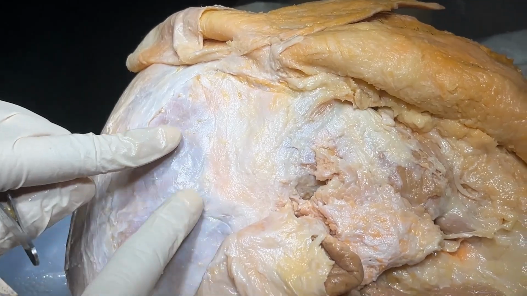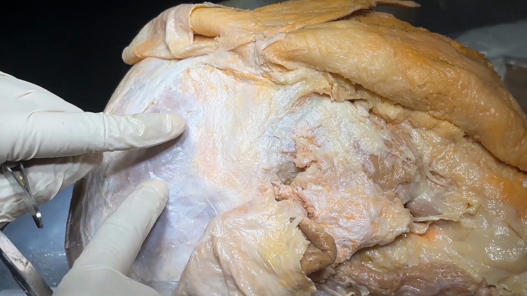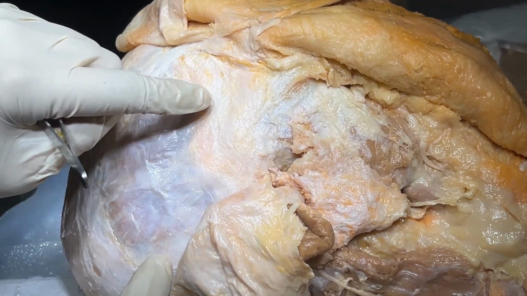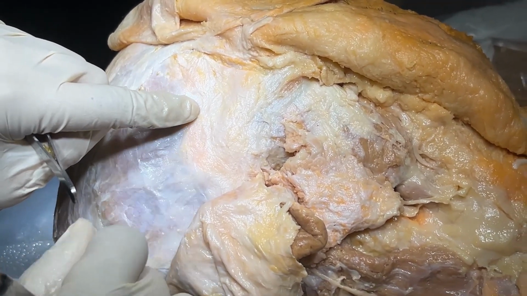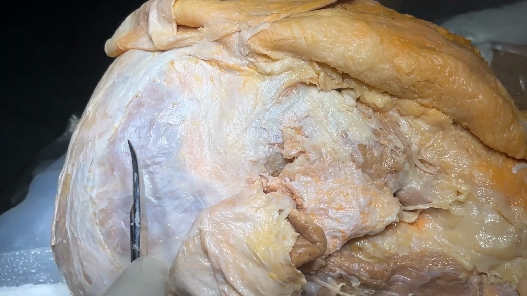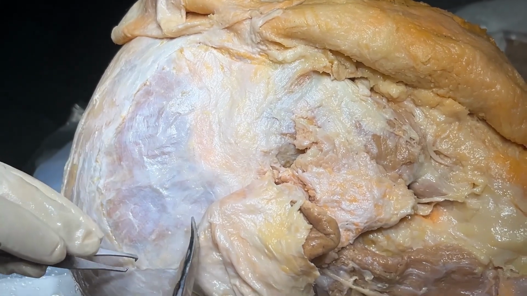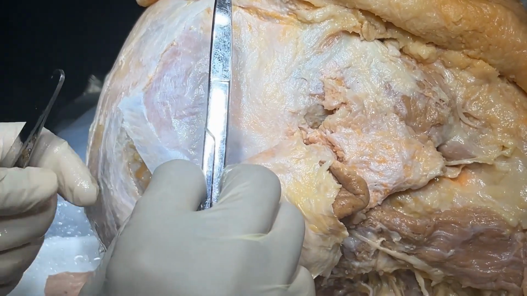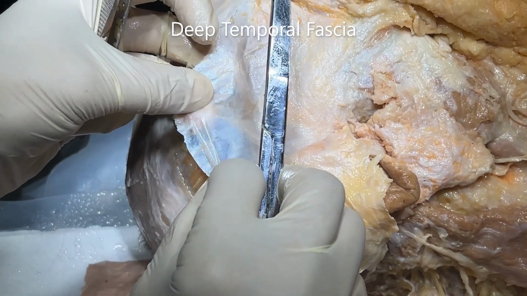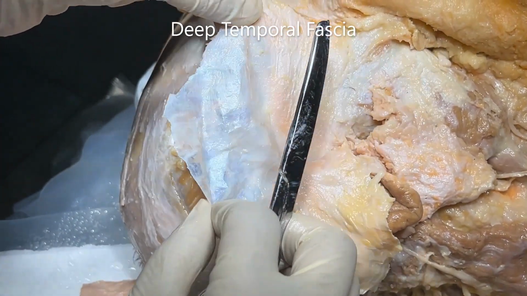What exactly is the problem? The problem is he has got a rupture of the middle meningeal artery from a fracture of the Pterion, and that has produced what is known as an extradural hematoma. So let's take a look at the temporal region and understand exactly what has happened and how we should deal with it. This structure which we have cut open, this is the deep temporal fascia or the temporal fascia proper.